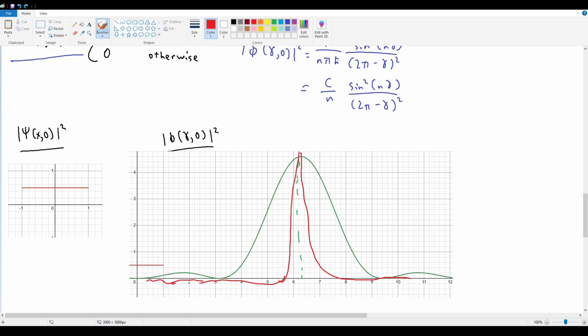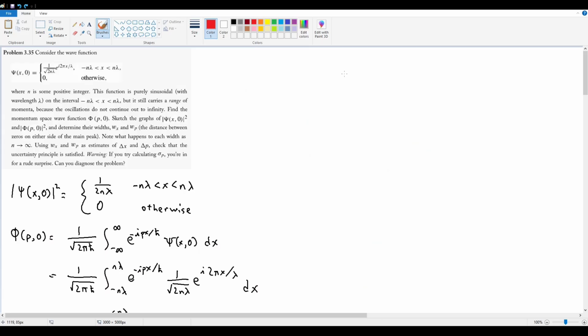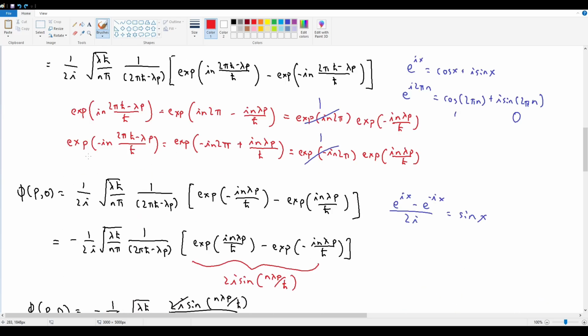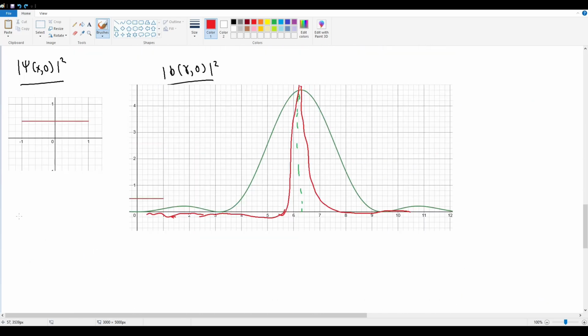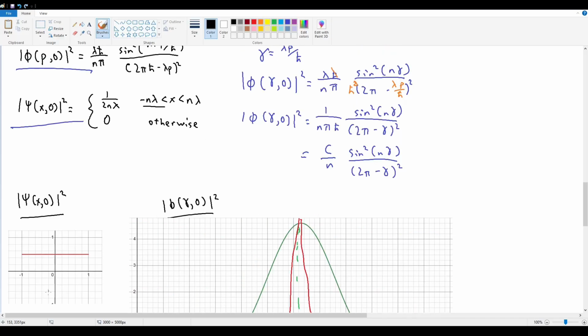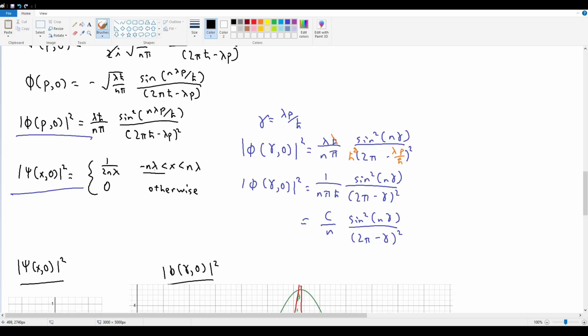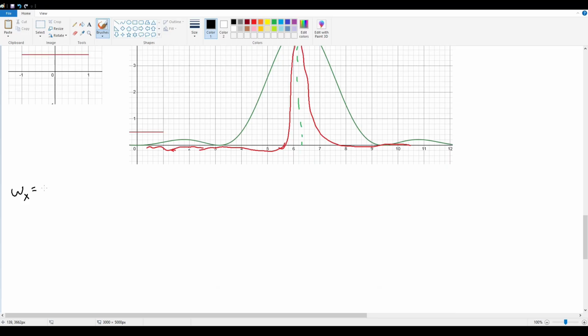So now let's try to find the width as per the instructions of this problem and use them as approximations of delta x and delta p. In this case, what they're determining as wx and wp is basically the width of the wave function from one peak to another. For x, this is pretty trivial because really this is a flat line. The width is whatever this width is, going from negative n lambda to positive n lambda, which means that it's 2n lambda.